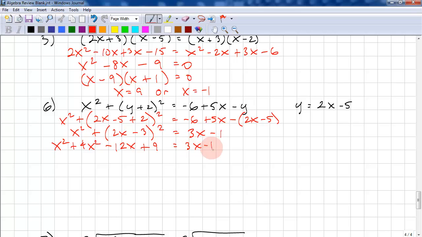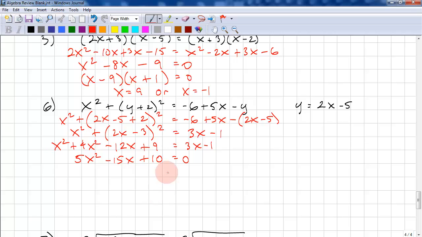3x minus 1. And we bring everything over to the one side and collect like terms. x squared plus 4x squared is 5x squared. Minus 12x minus 3x, that's minus 15x. 9 plus 1 is 10. Again, it's a quadratic. We want to move everything to one side and factor to solve.